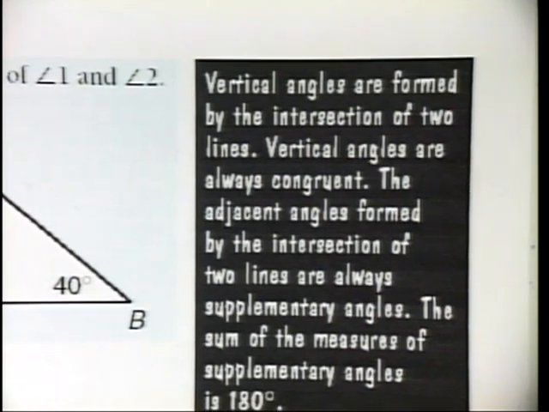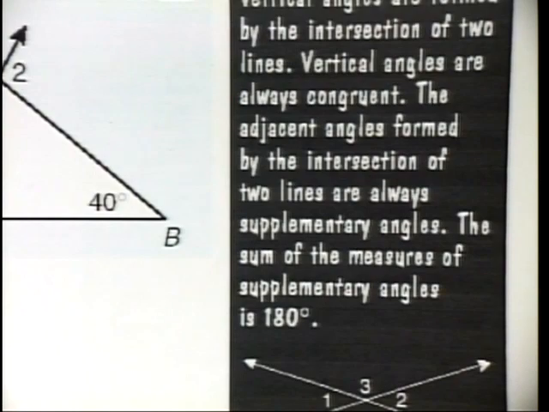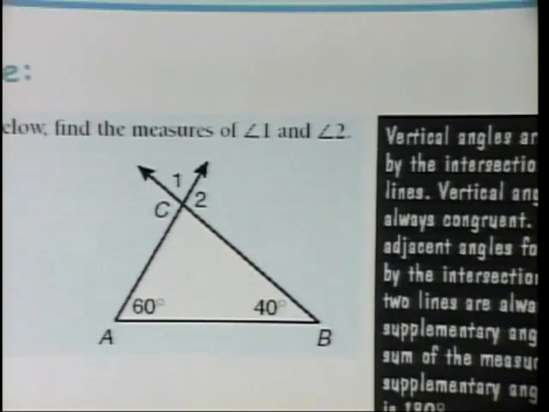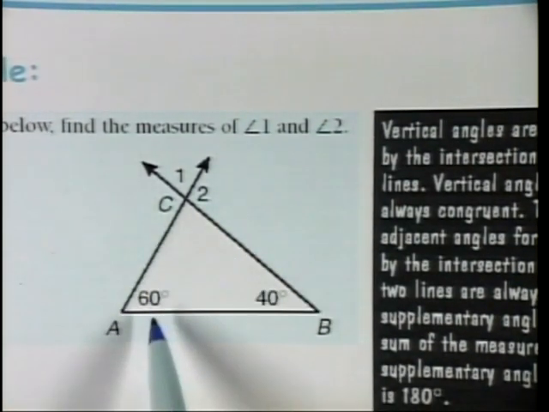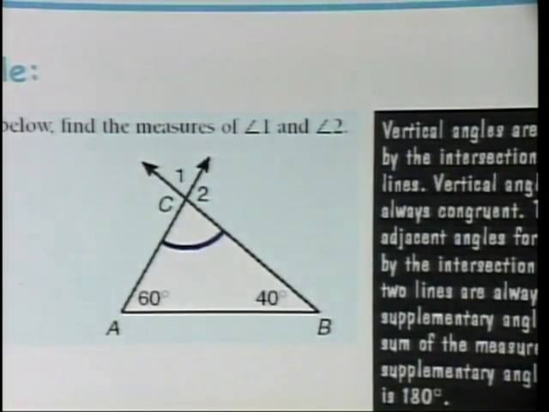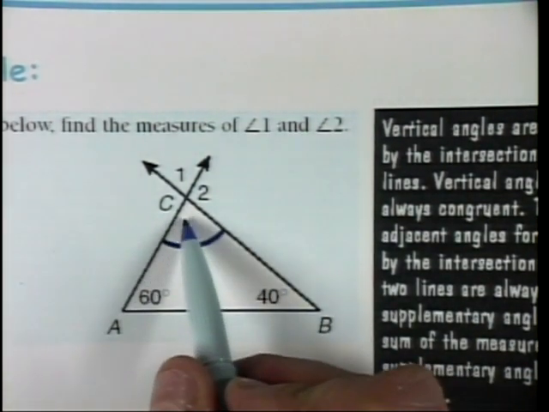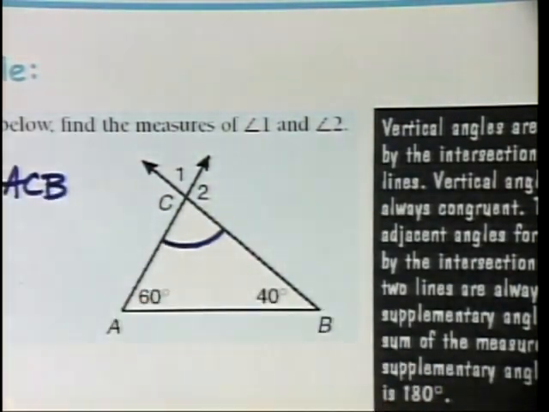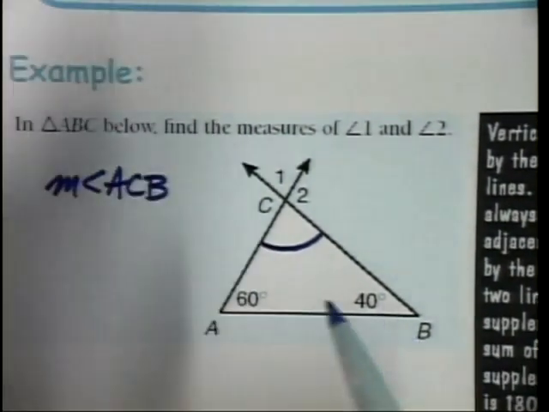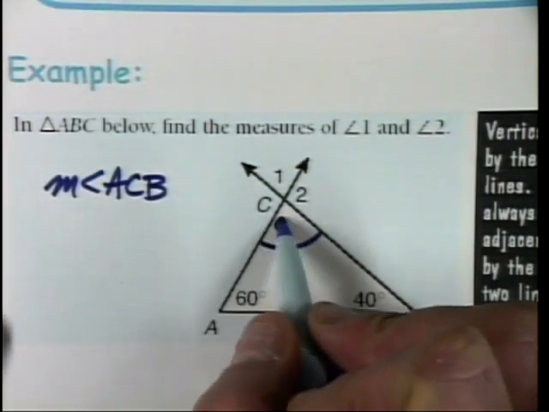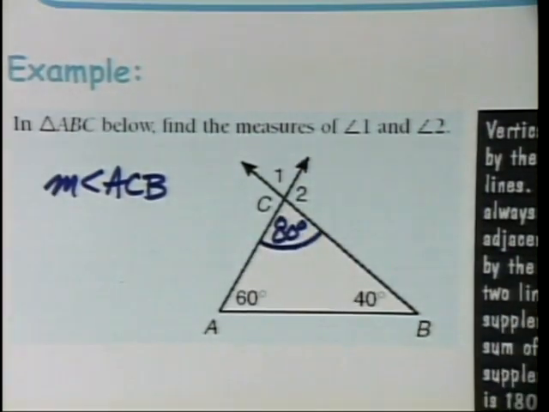The adjacent angles formed by the intersection of two lines are always supplementary, which means they add up to 180 degrees. Okay? So let's look at this diagram and see how that'll help us. Notice in this triangle I have angle A is 60 and angle B is 40. And so we remember that the sum of all the angles in a triangle has to add to 180. So this angle right here, angle ACB, or the measure of angle ACB, has to be what we need to get to 180. So 60 plus 40 is 100. To get to 180, that means that this angle must be 80 degrees. Okay? The sum of the interior angles of any triangle has to equal 180.